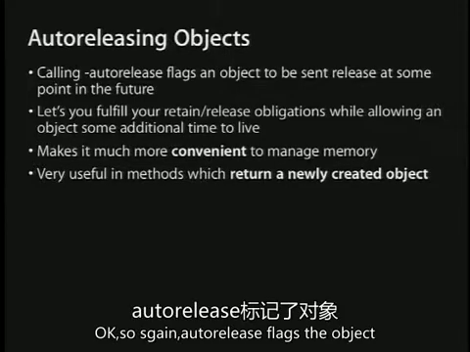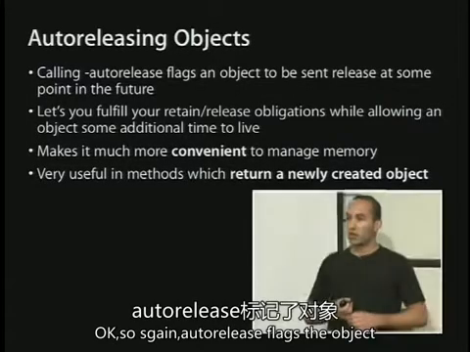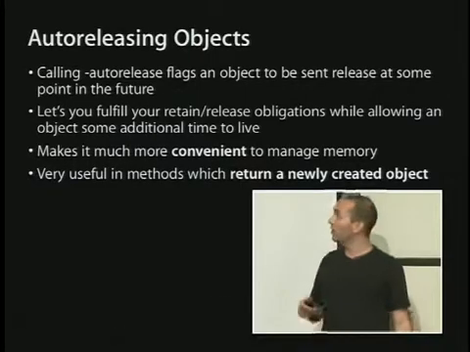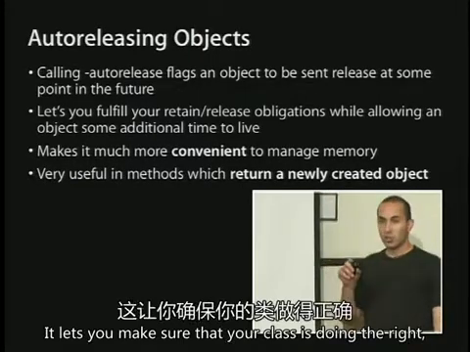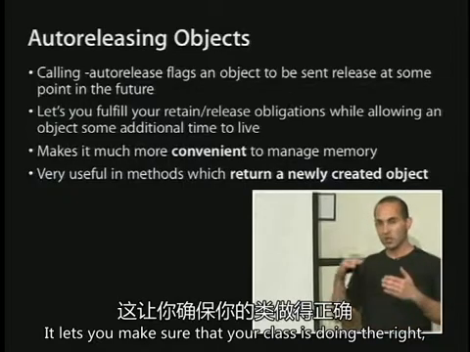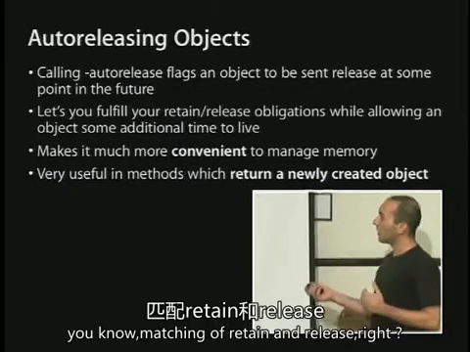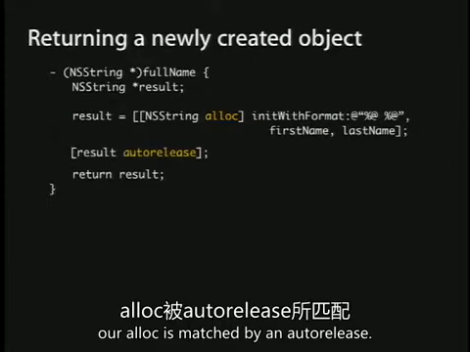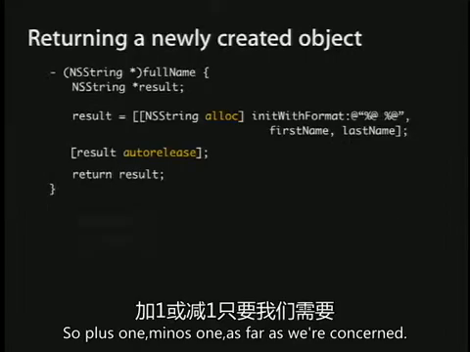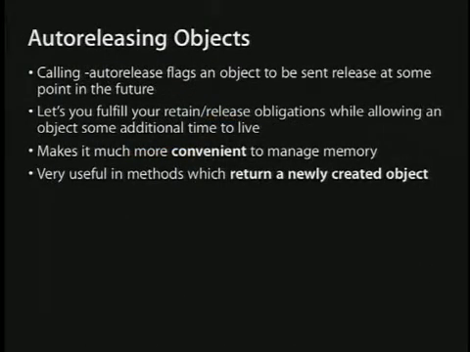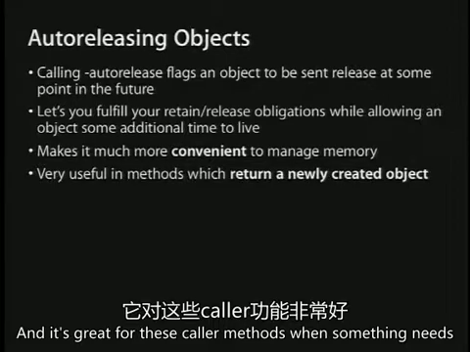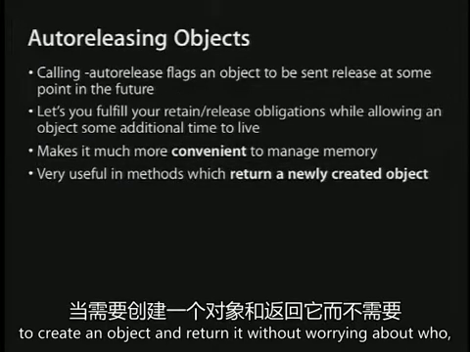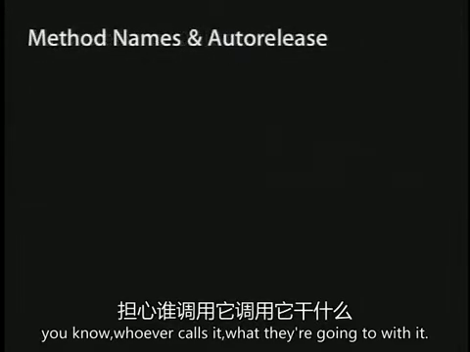Okay, so again, auto release flags the object such that it will be called with release at some point in the future. It lets you make sure that your class is doing the right matching of retain and release. Right? Again, if we look at this, our alloc is matched by an auto release, so +1, -1 as far as we're concerned. It makes it really convenient to manage memory, and it's great for these methods when something needs to create an object and return it without worrying about what whoever calls it is going to do with it.